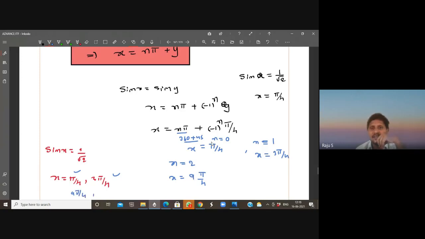Next, when I substitute n is equal to 3, 3 pi minus pi by 4.